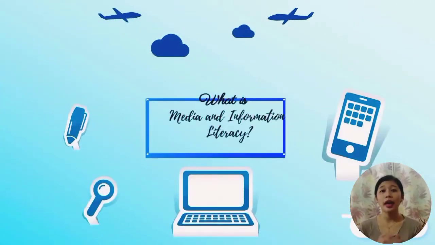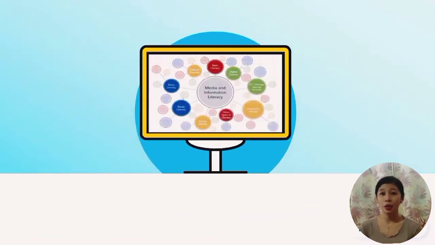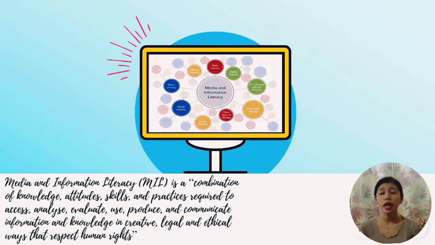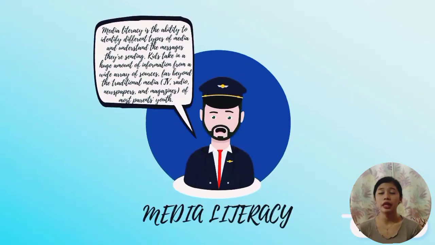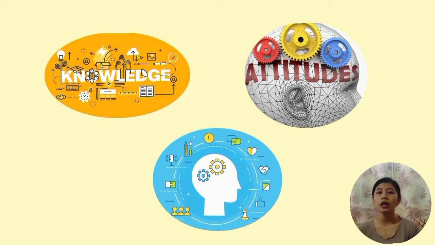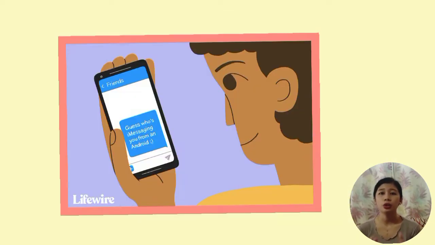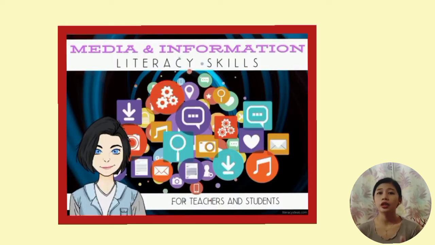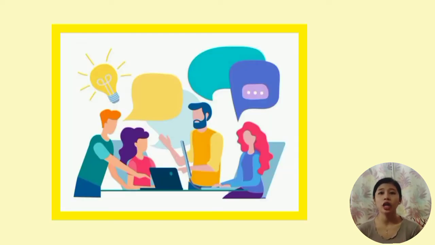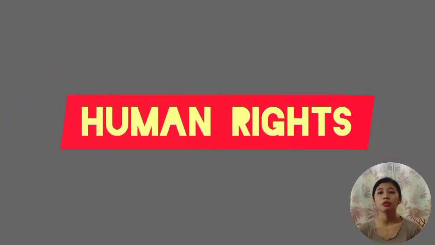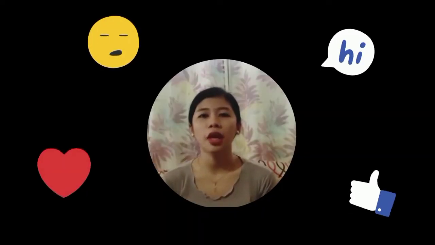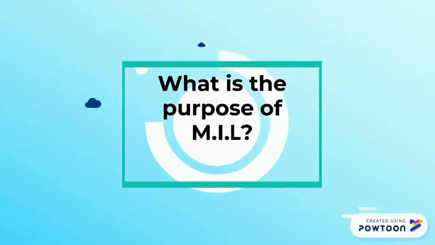Now, when we hear MIL, it stands for Media and Information Literacy. Media and information literacy is a combination of knowledge, attitudes, skills, and practices required to access, analyze, evaluate, use, produce, and communicate information and knowledge in creative, legal, and ethical ways that respect human rights. That is according to the Moscow Declaration on Media and Information Literacy in 2012.